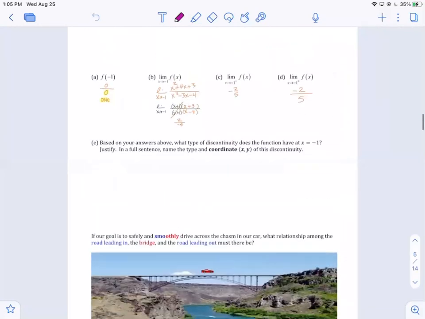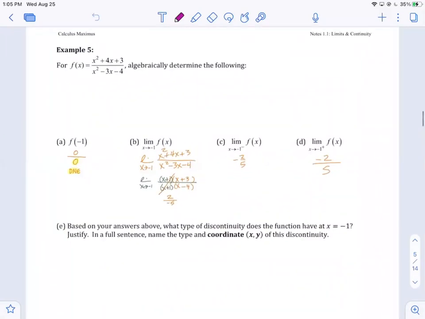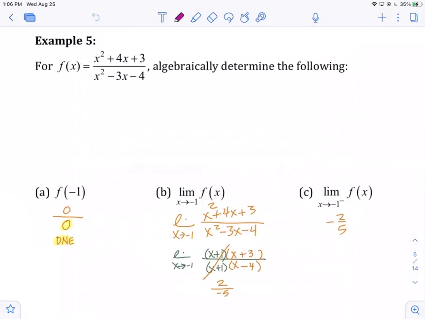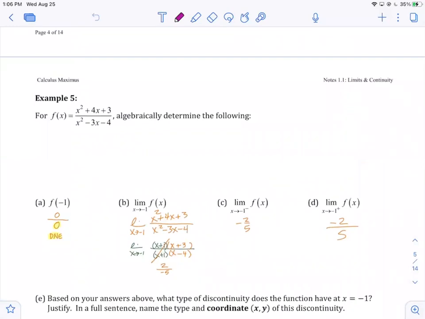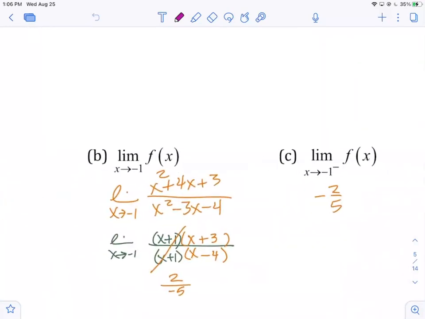All right, we're back on. So before I answer part E, let's come back and address a question that was asked as people were going to lunch. So when I set up part B, I set it up with the limit in front of the function, then I factored.